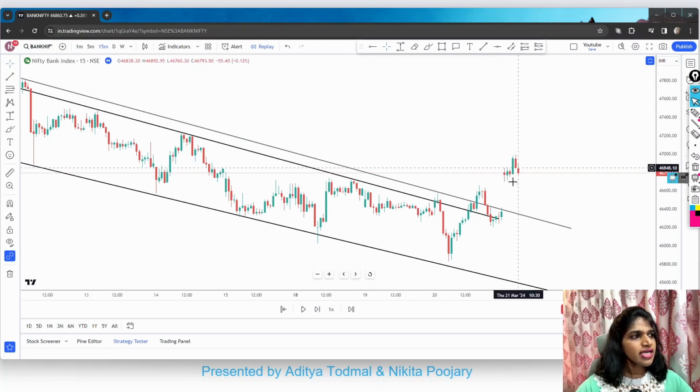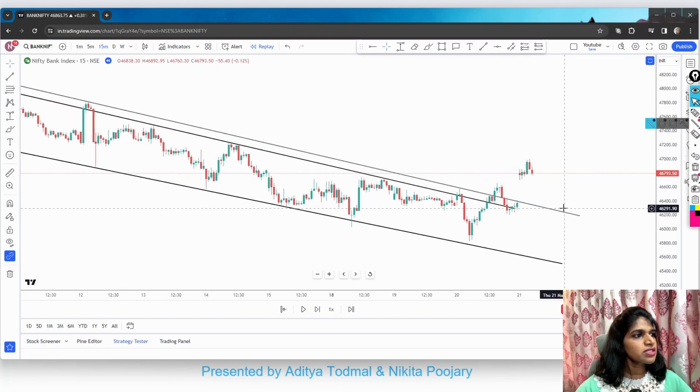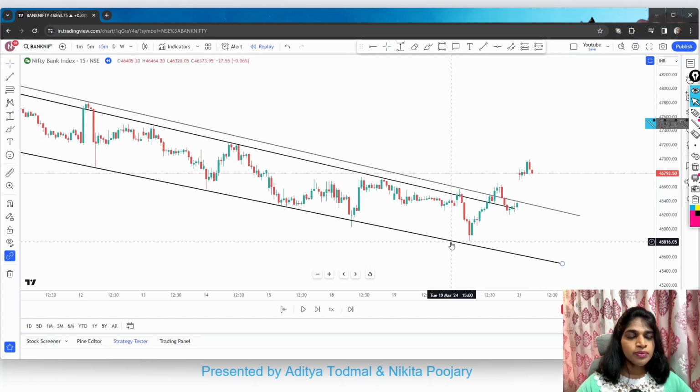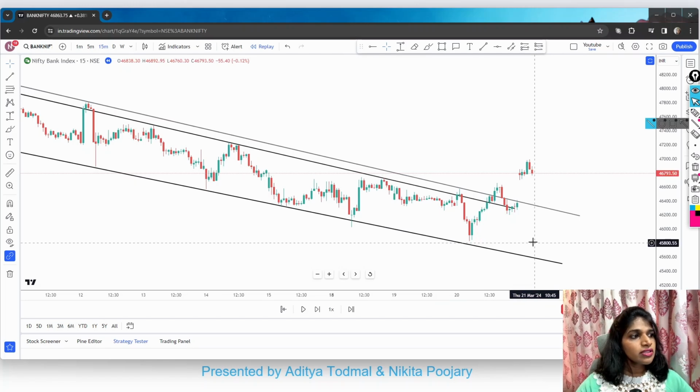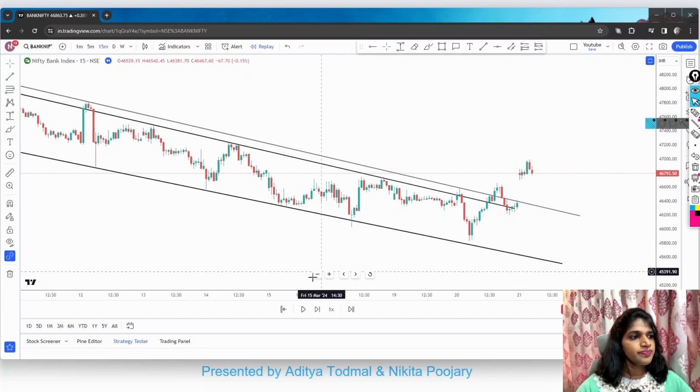Now leave aside that, let's say, but for some reason you know that this low, this particular 45,800, is somewhere the near term bottom for Bank Nifty, then you can at least start going long with this as your SL, right? Which will definitely not hit. I'm talking from the perspective of a futures trader or a positional trader, and I'm not talking from the perspective of an intraday trader.